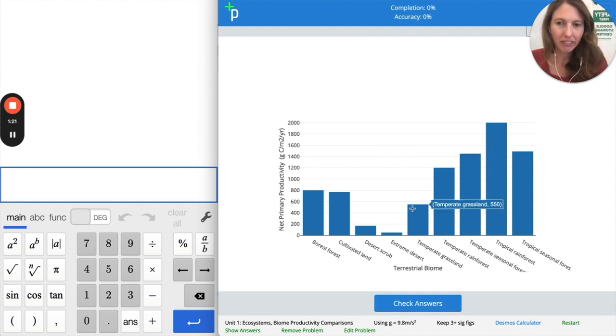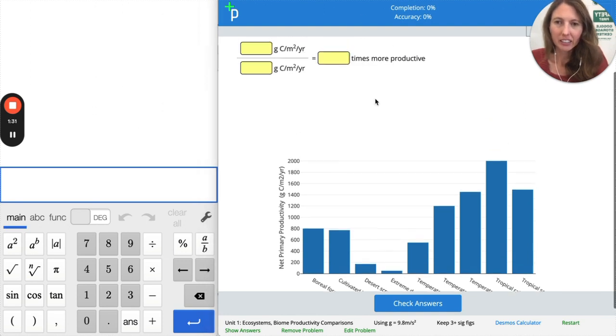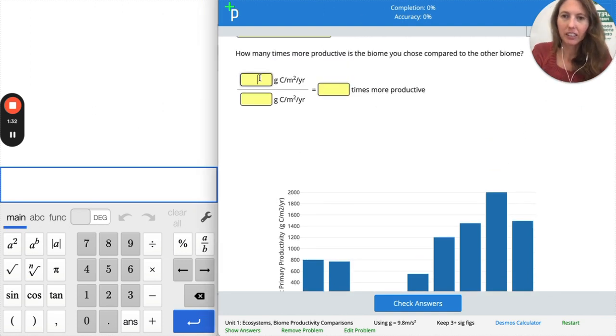Temperate grassland, 550. For this question of how many times more, we'll put the larger value on the top of the fraction, or the numerator, and then the smaller number on the denominator. So let's put those in and check and make sure that we got it right. And then we can go on to do the next part of the calculation, we'll put it into Desmos.